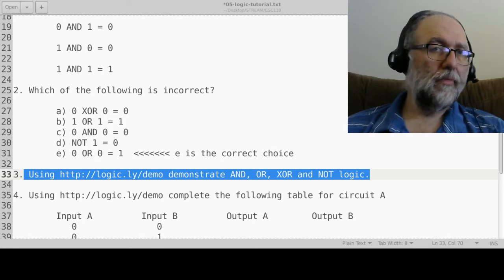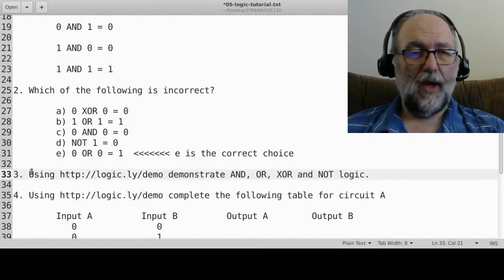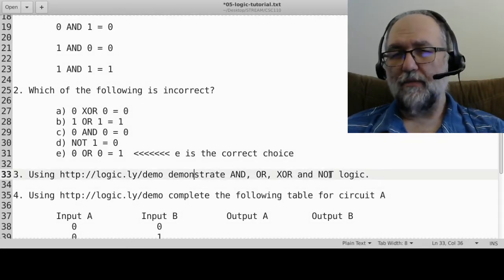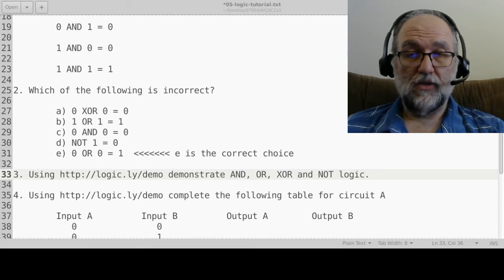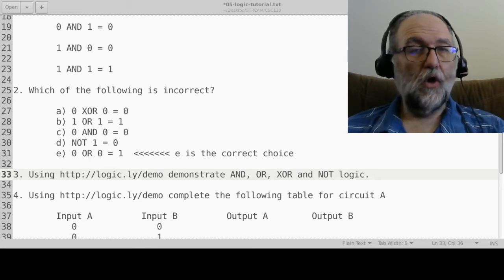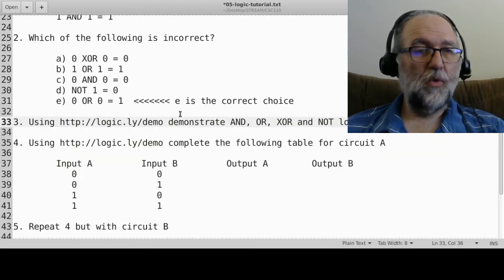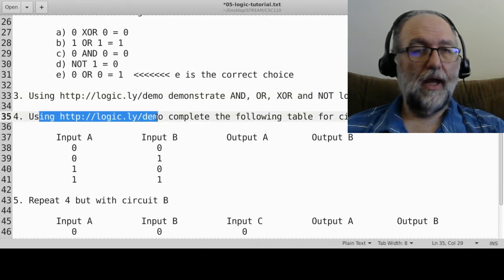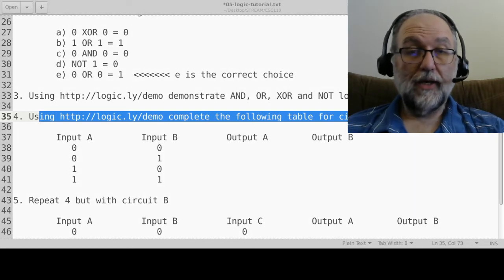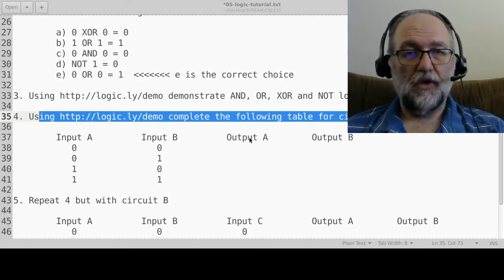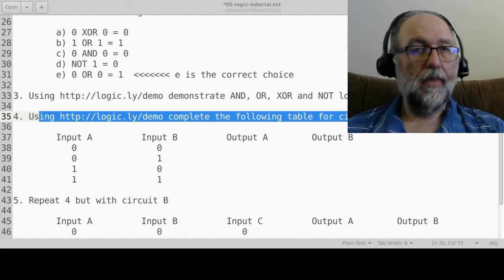Now this question is a little bit ambiguous the way I've written it. You might say, what do you mean by demonstrate it? But since we did it together, that's okay. The next two questions are more similar to what I would give you on a test or on the assignment. The next question says, using the logic.ly demo, complete the following table for circuit A. Now I'd have to give you a diagram for circuit A. Oh, sorry, you can't see the question. Hold on here.